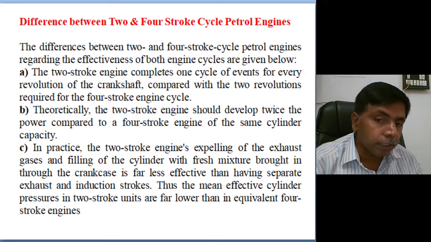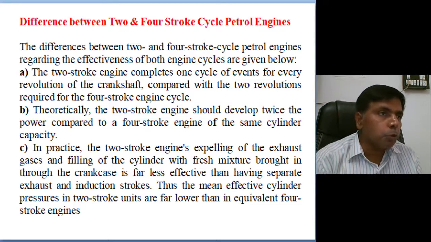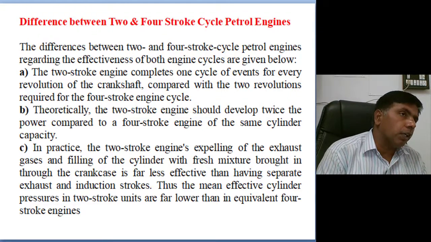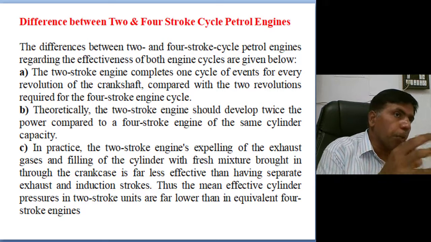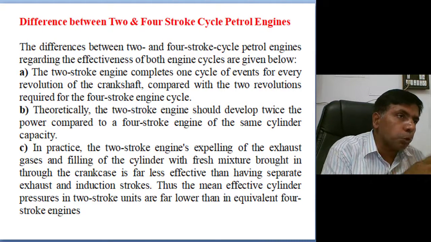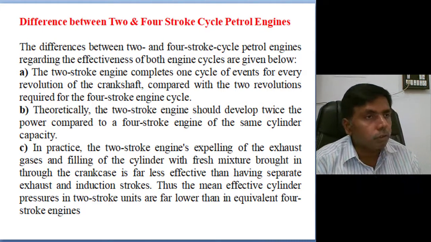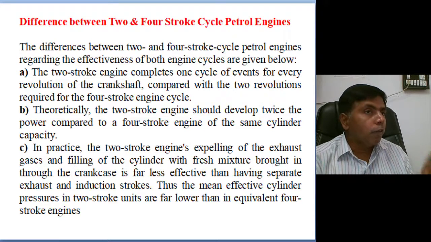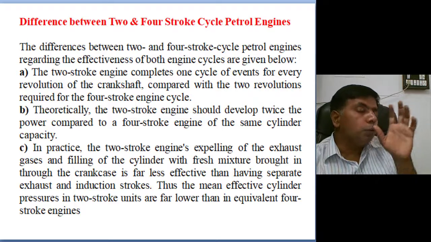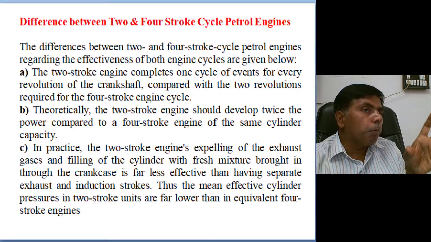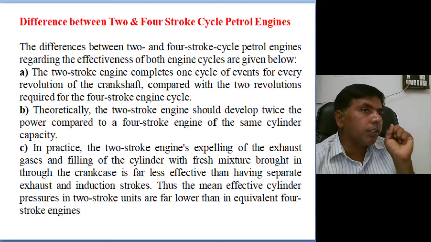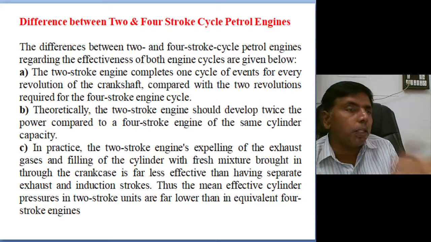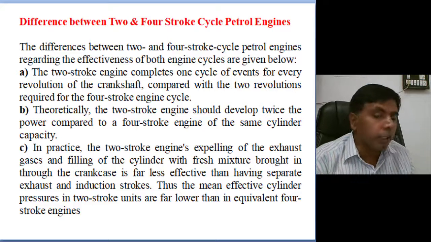And for the same size of engine, theoretically, the two-stroke engine is producing double the power. Why? Because every revolution it is producing power. For the same power output, the size of the engine for two-stroke is very small compared to four-stroke. In that language also we can write. For the same capacity, the two-stroke engine requires a small size of engine compared to four-stroke. The four-stroke engine needs double the size of engine for the same capacity.